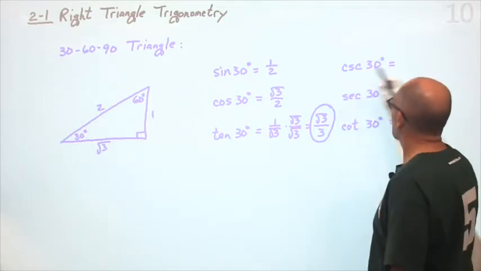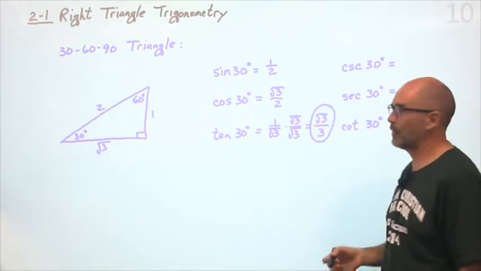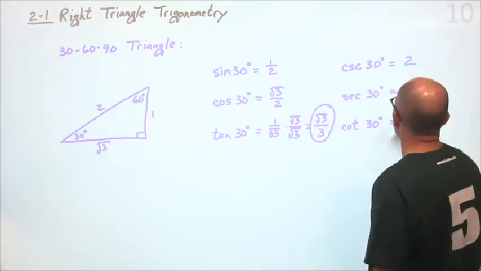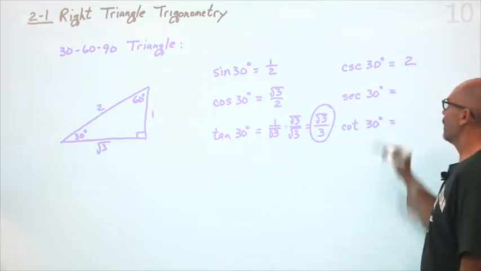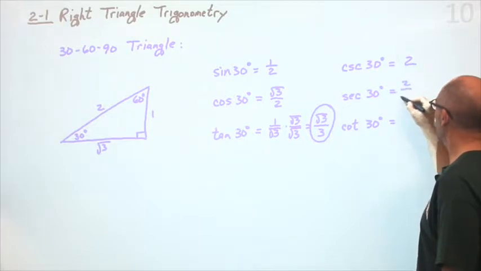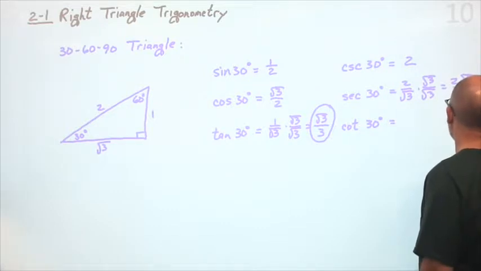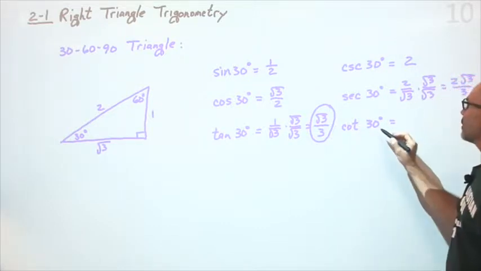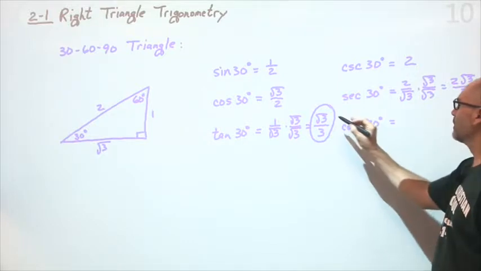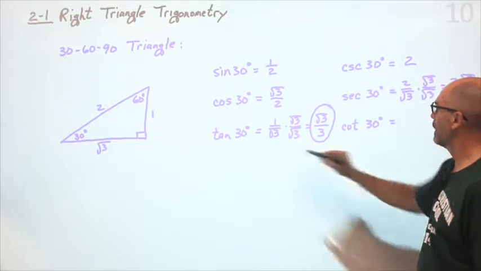Now, cosecant of 30 degrees is the reciprocal of sine 30 degrees. So cosecant is going to be 2 over 1. Now, secant 30 is the reciprocal of cosine 30, so that's going to be 2 over the square root of 3. And once again, we need to rationalize the denominator. So we end up with 2 square root of 3 over 3. And then cotangent of 30 is the reciprocal of tangent of 30. Well, it's easier just to reciprocate: square root of 3 over 1.